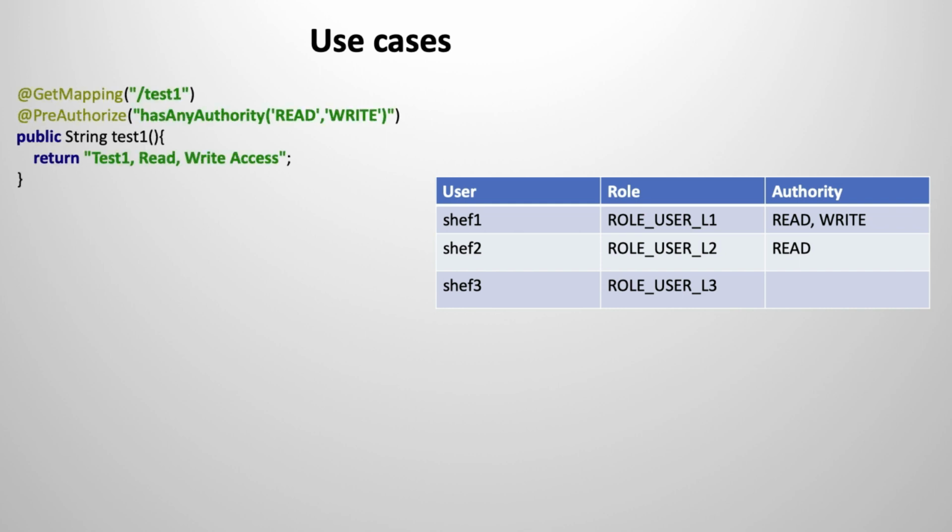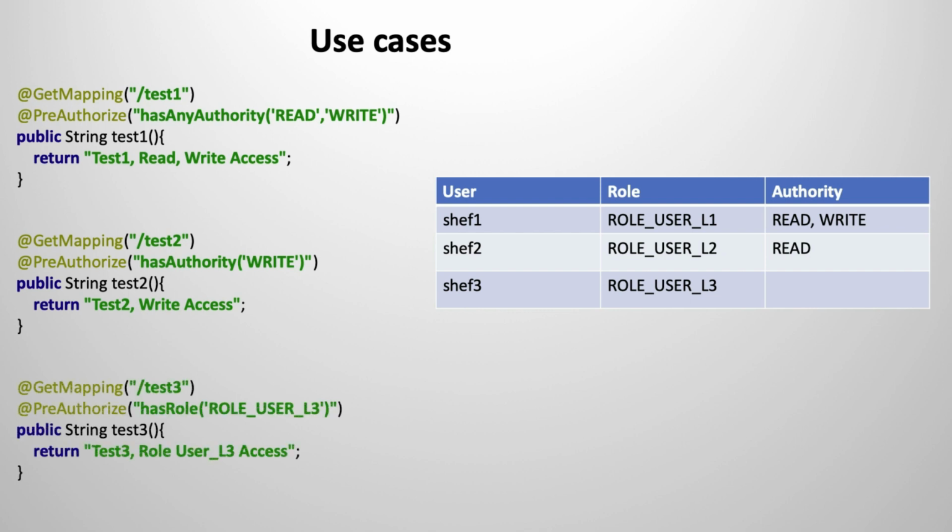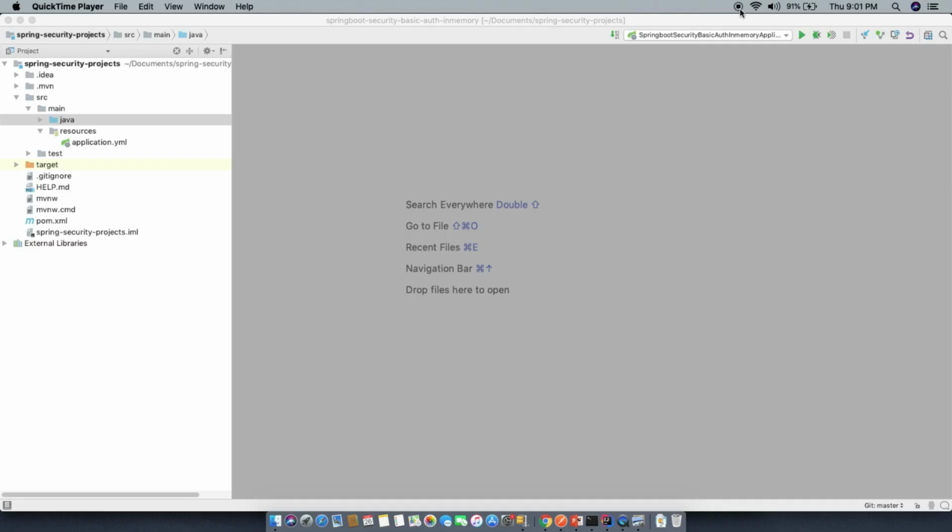So these are the use cases or the endpoints that we will be creating in this video. The first one is test1, which will have the authorities read and write. So any user having the read or write authority can access this endpoint. Test2: any user with the write authority can access this endpoint. Test3: any user with the role USER_L3 can access this endpoint. That's it. Let's flip to IntelliJ and start creating.